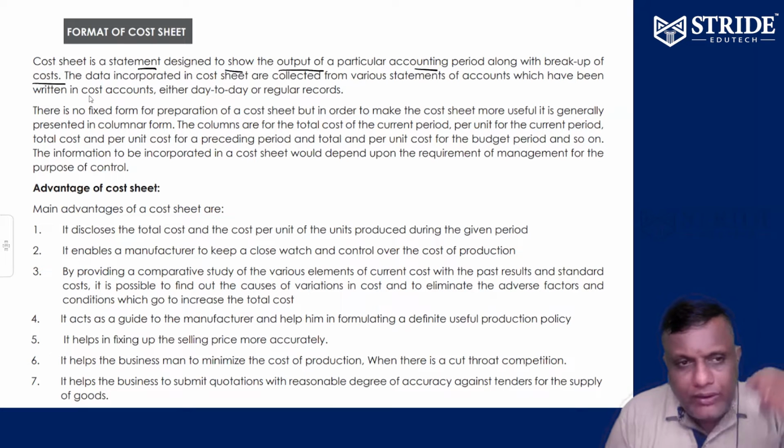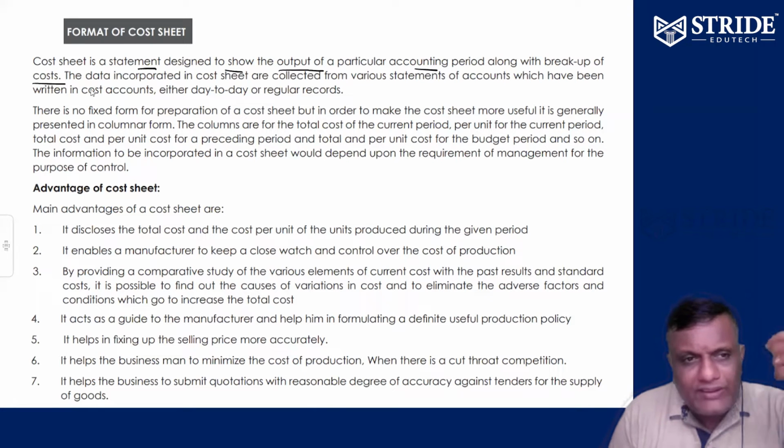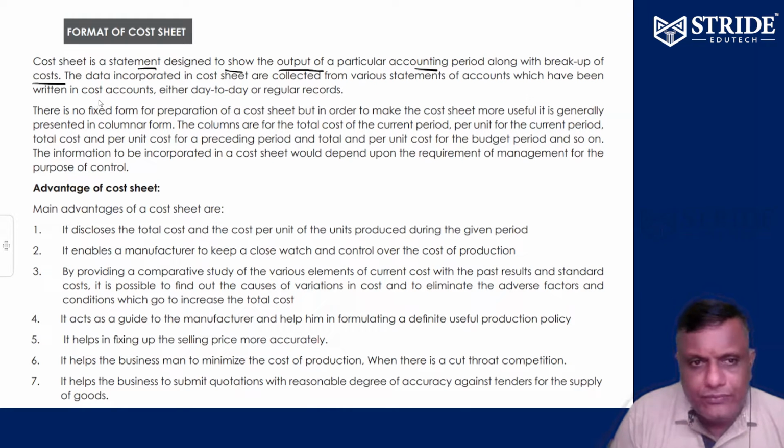What is the material cost? What is the labor cost? What are the office expenses? What are the direct expenses? What are the selling expenses? What are the factory expenses? So you can segregate and break up the value. It's called a cost sheet.